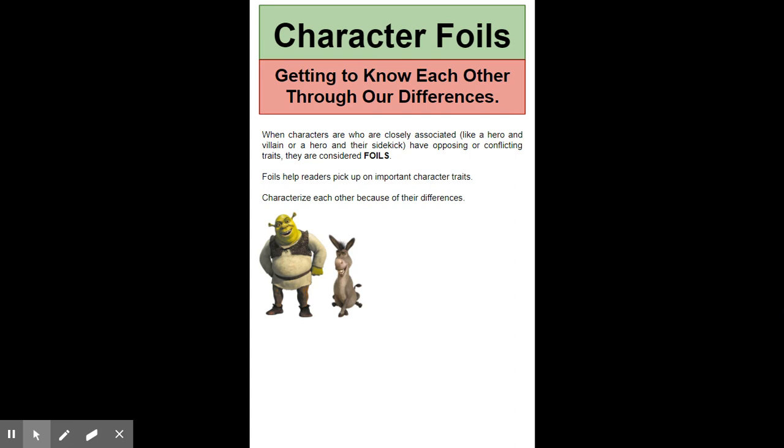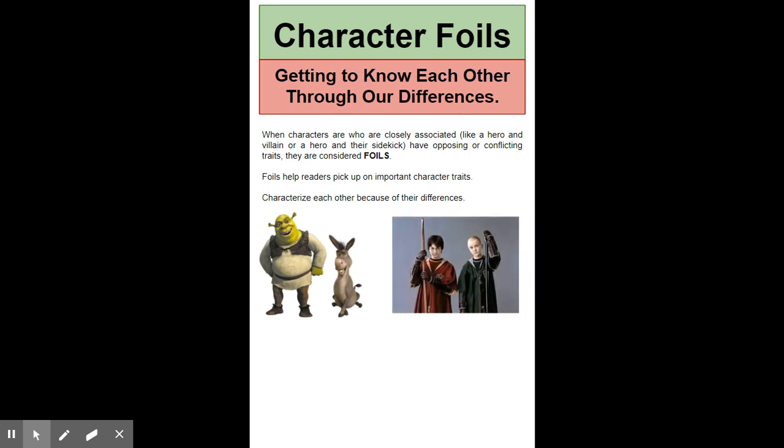Let's look at another example. In this case, we're going to use a hero and a villain. Harry Potter and Draco Malfoy. These two are even placed in opposite houses at Hogwarts. Harry is a Gryffindor, and Draco is a Slytherin, right? So, right from the get go, these characters are completely opposite.